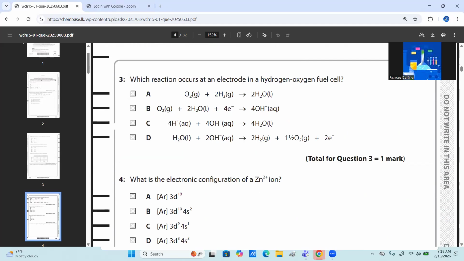Then the third one: which reaction occurs at the anode at an electrode in a hydrogen oxygen fuel cell? So it's direct theory, children. We have oxygen and water. So the correct answer is forming 4OH minus in the alkaline medium.